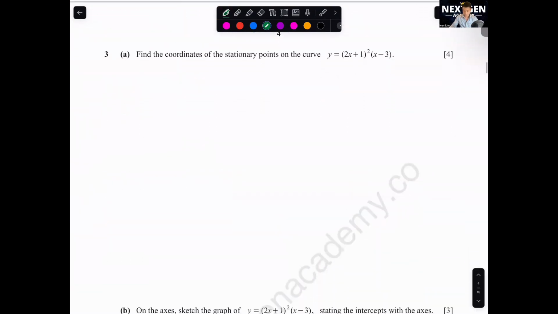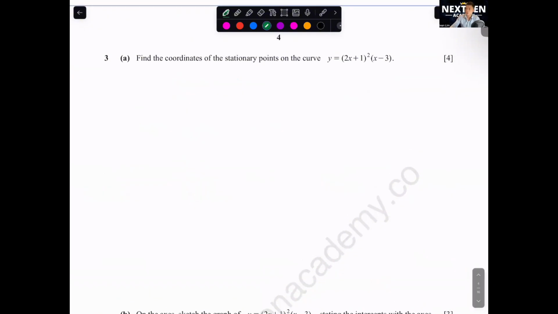Question 3. Find the coordinates of the stationary point of the curve. A stationary point of a curve means dy over dx equals 0. This is the keyword: dy over dx equals 0. Let's find dy over dx first. What rule do we need to use? This is a function multiplied by a function, so we'll use the product rule. So u equals (2x plus 1) squared, v equals x minus 3.